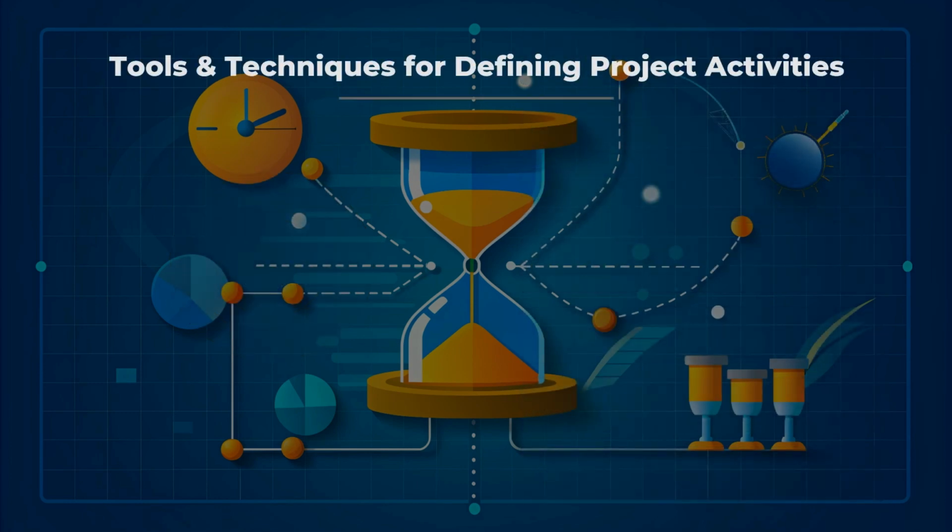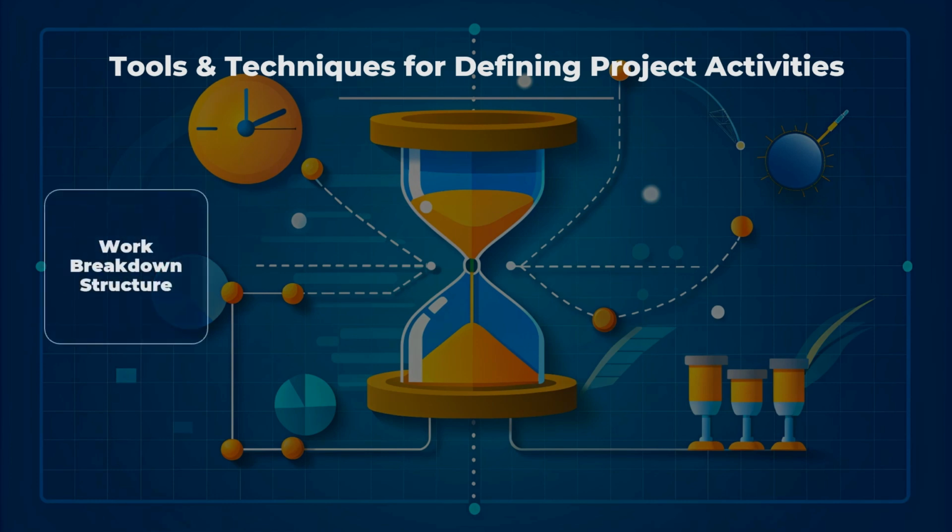Now, let's explore the tools and techniques that can help in this process. We'll cover the work breakdown structure, dependency determination, expert judgment, and estimation techniques. These tools and techniques are essential for detailed planning and successful project execution. The first tool is the work breakdown structure, WBS. The WBS is a hierarchical decomposition of the total scope of work to accomplish the project objectives and deliverables.